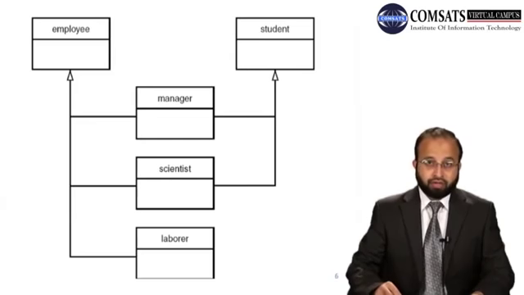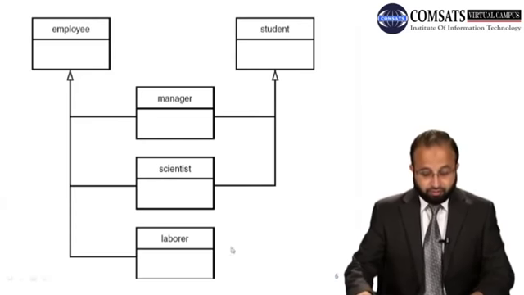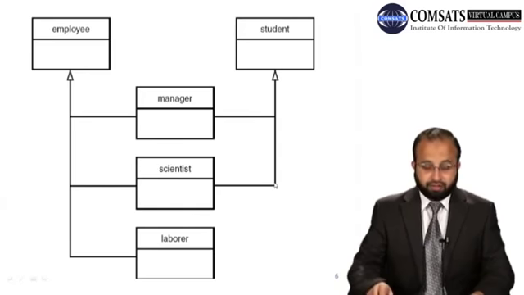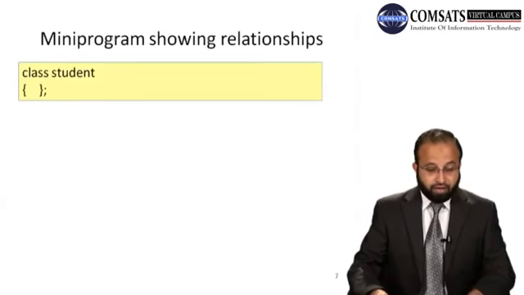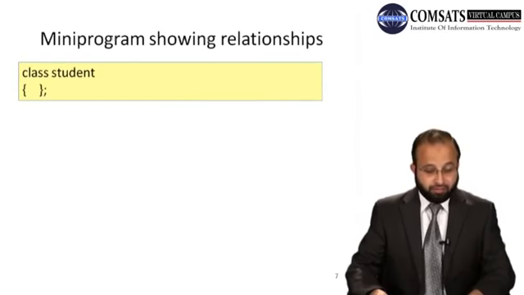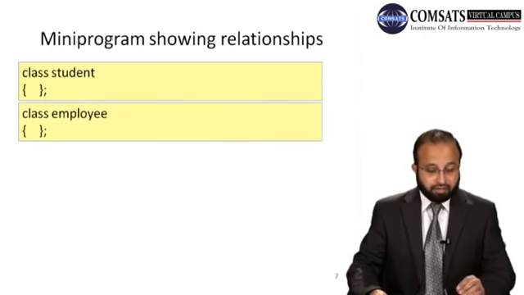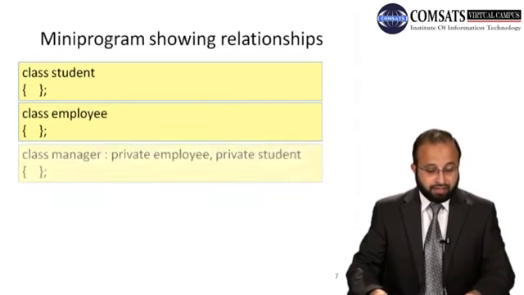If you want to store the education record of a laborer, then you need to make this relationship, that laborer is also inherited from student, right? So let me show you a mini program, a small program showing this relationship. So we have a student class. What is inside the class, we will see. And we have an employee class. You already know what should be inside that class.